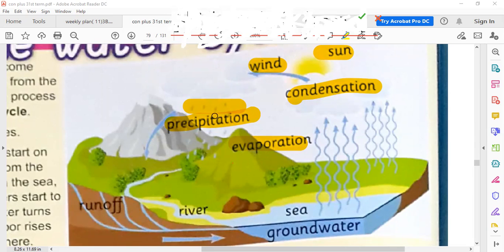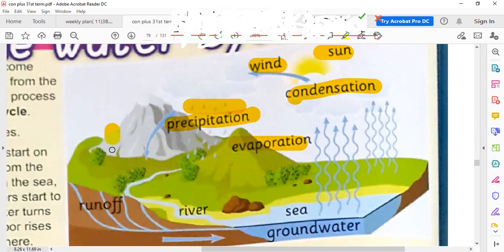Precipitation is the first thing. Precipitation means raining. Then runoff. Runoff means the water runs on the ground. After this, river. River goes to the sea. Some water goes underground. The water in the sea is heated by the sun. Evaporation happens. After evaporation, condensation. After condensation, wind pushes the cloud and the rain happens again. Precipitation, runoff, river, sea, evaporation, condensation, wind. This is the cycle.